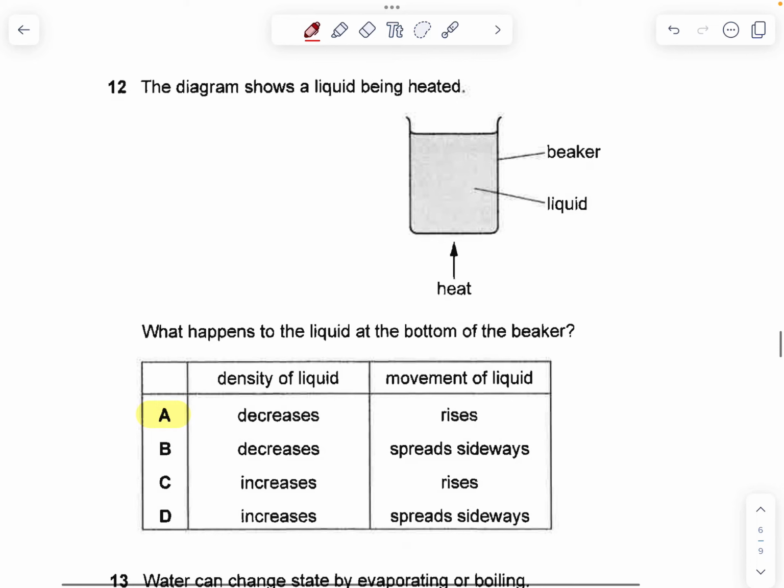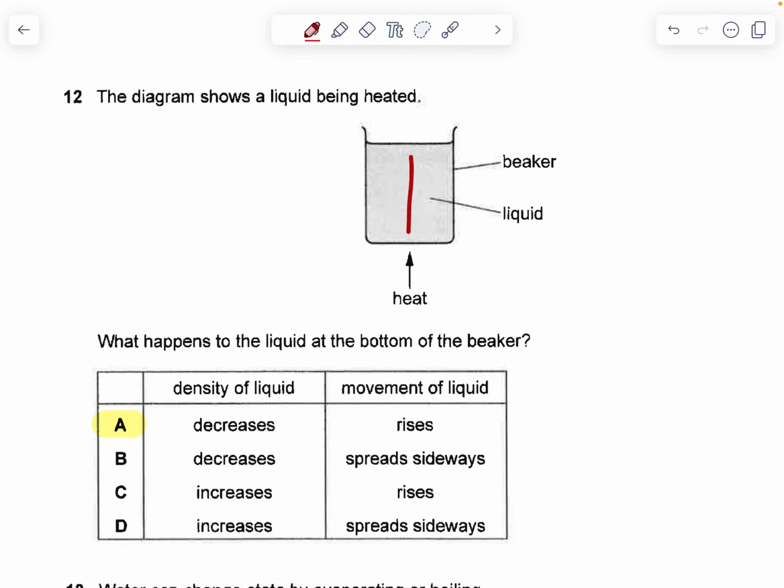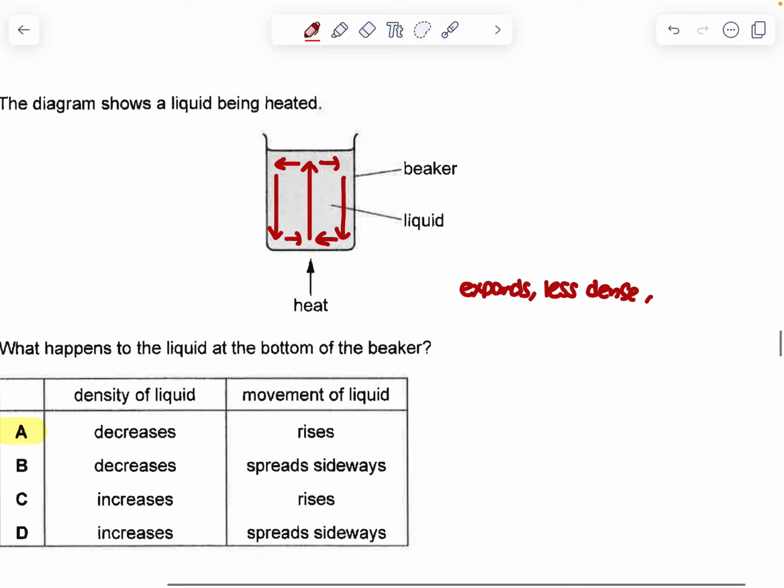Question 12. The diagram shows a liquid being heated. What happens to the liquid at the bottom of the beaker? What will happen is that it will form a convection current. It looks like this. And why does this happen? It's because when the liquid at the bottom is heated, the liquid expands. It expands, it becomes less dense, and it rises here.